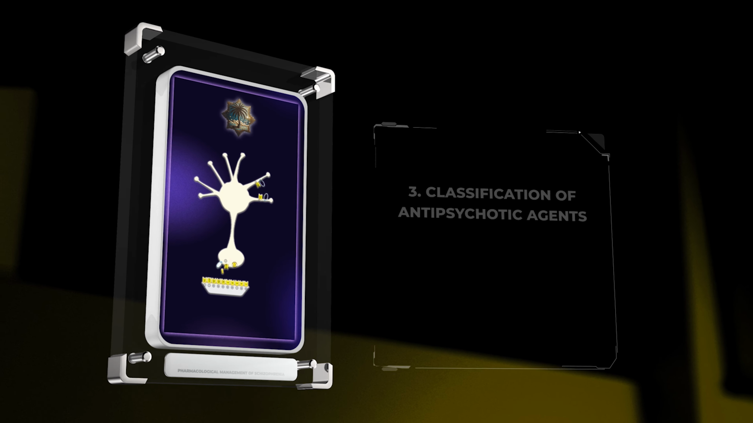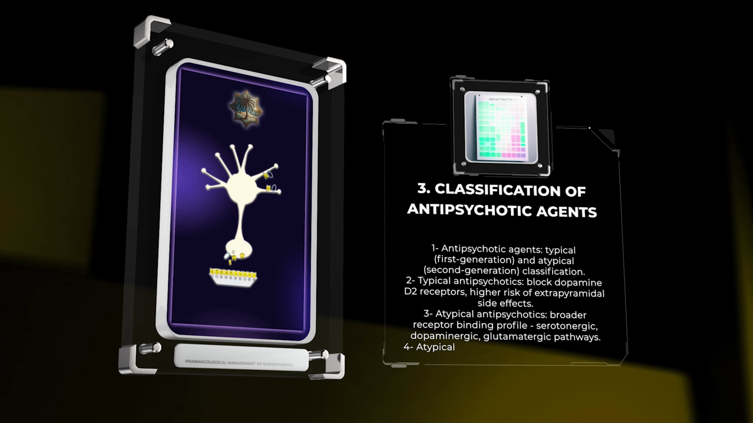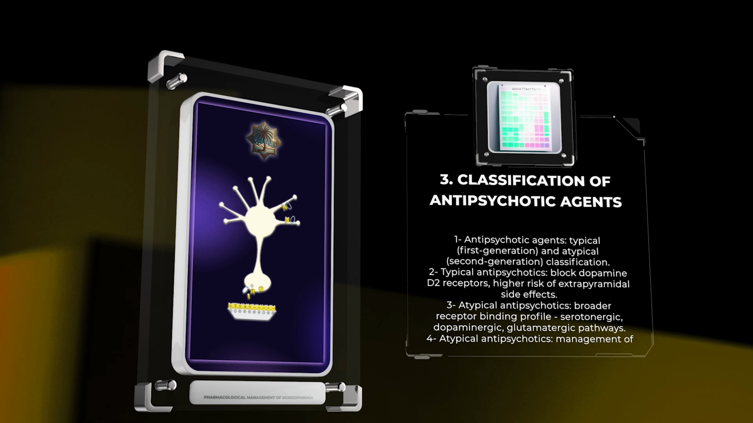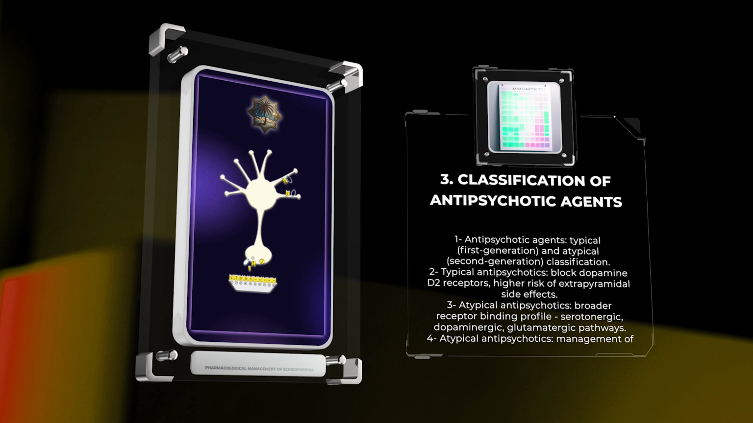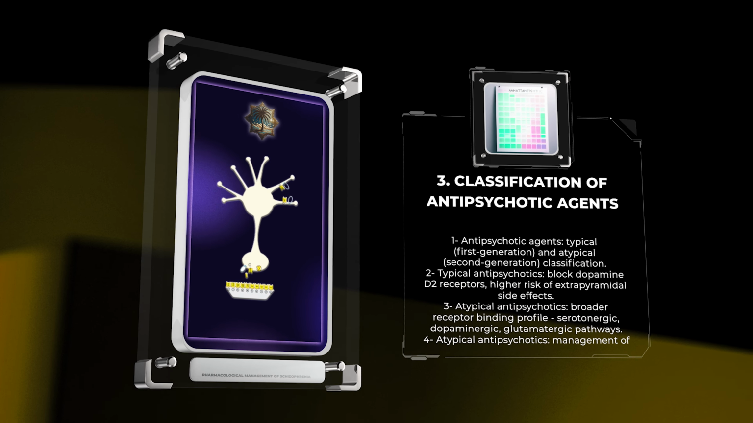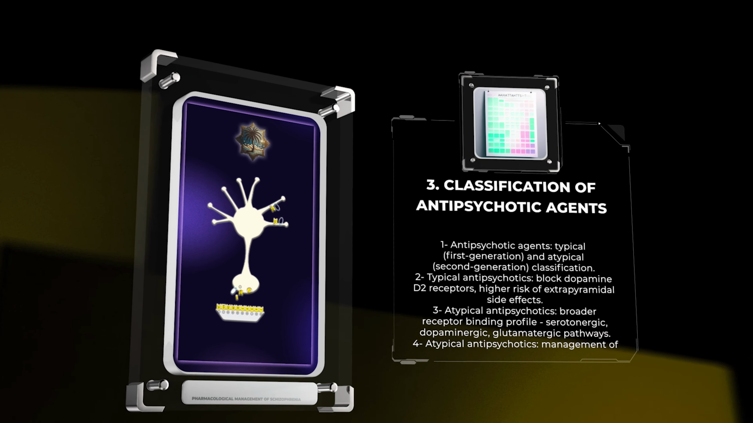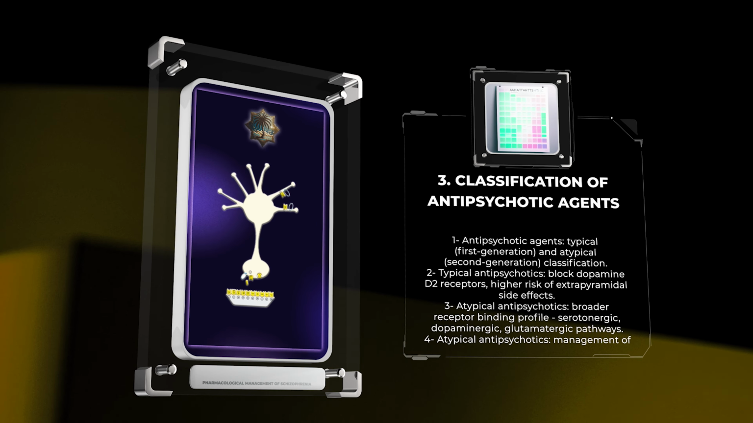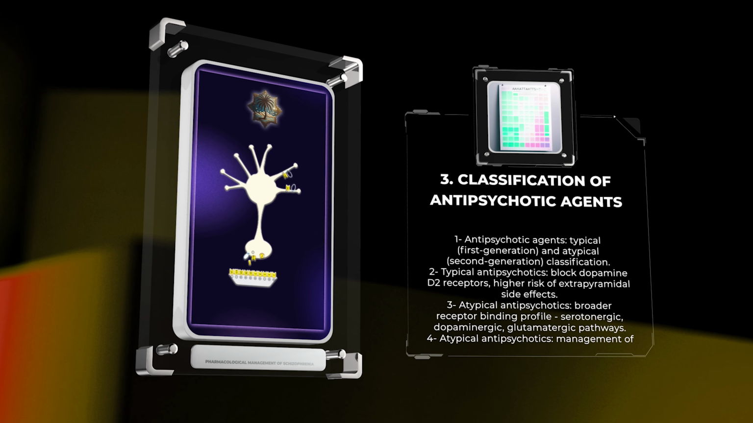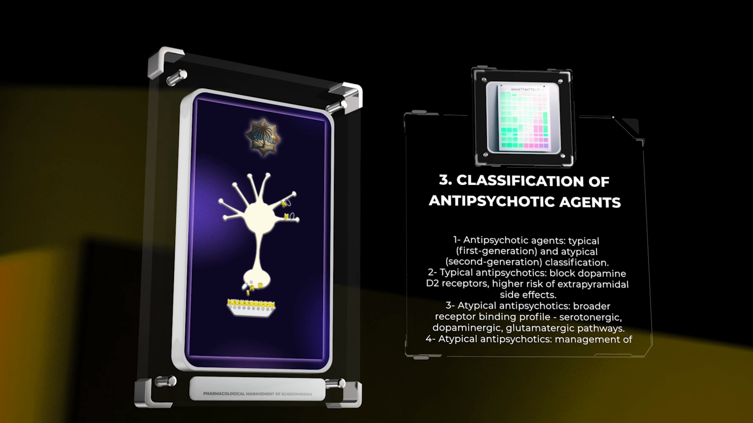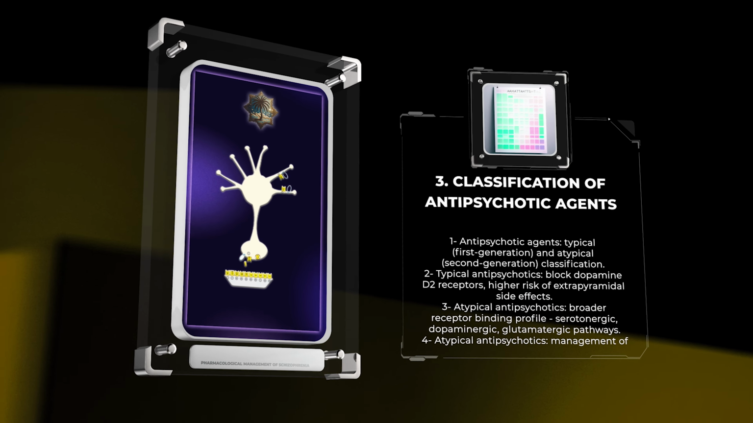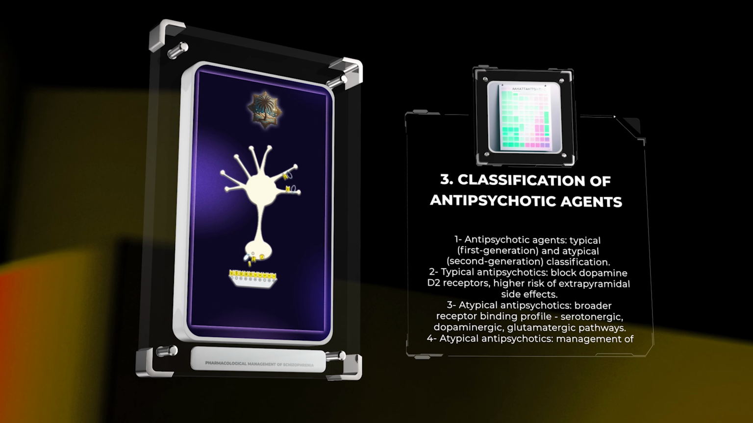Antipsychotic agents can be classified into two main categories: typical, first generation, and atypical, second generation, antipsychotics. Typical antipsychotics, such as haloperidol and chlorpromazine, primarily block dopamine D2 receptors, leading to the alleviation of positive symptoms but potentially causing a higher risk of extrapyramidal side effects. On the other hand, atypical antipsychotics, including olanzapine, risperidone, and quetiapine, offer a broader receptor binding profile, targeting serotonergic, dopaminergic, and glutamatergic pathways. This broader profile helps in managing not only positive symptoms but also negative and cognitive symptoms.